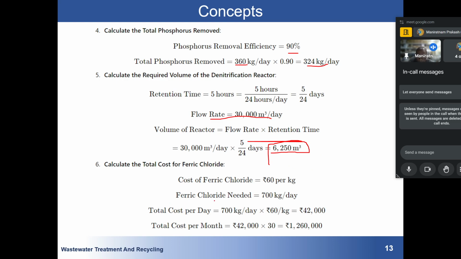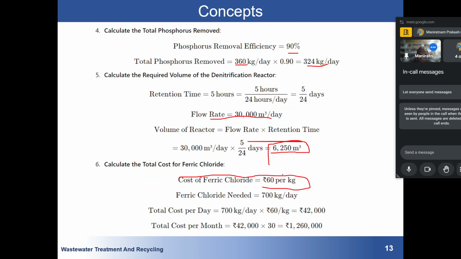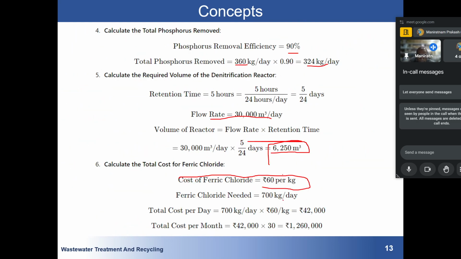Okay, the cost of ferric chloride, that is Rs 60 per kg, is there. Remember this 60 per kg, if you have not seen my previous question, how this has been defined, that this much per kg of ferric chloride is needed. Another problem can also be formed, like how much kg per day of ferric chloride is needed. So this is another problem.